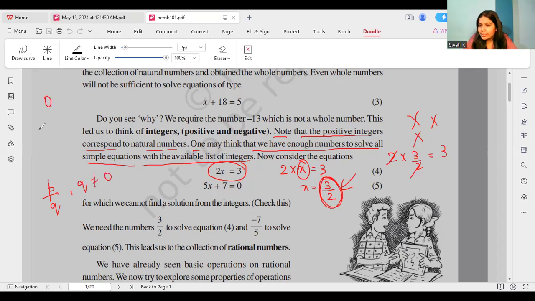Is 0 an integer? Yes, 0 is an integer. So that is what I'm saying, that we can write rational numbers in the form of P by Q, where P and Q are integers. So Q can be 0 also, but that is an exception. What's an exception?